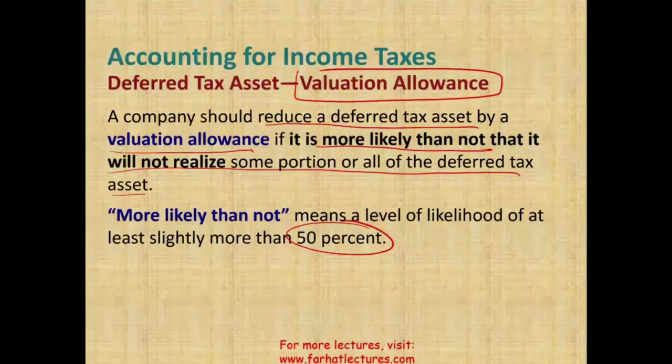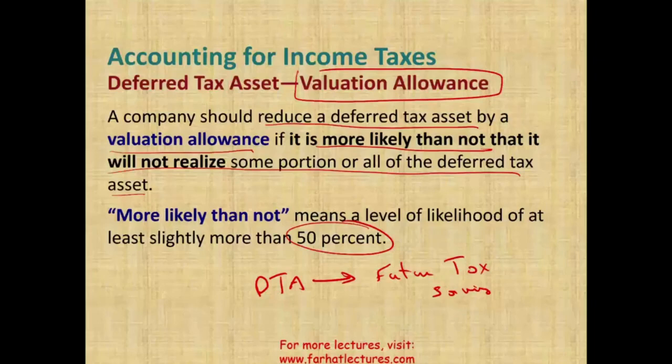Let's translate this into simple English. Remember, when you book your deferred tax asset, what are you saying? You are saying that in the future, I'm going to have a future tax savings or future tax deduction. This is what I'm saying. But guess what?